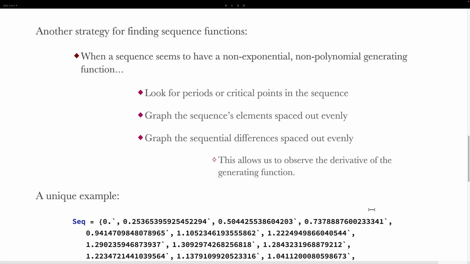All of these helper functions put together give us another strategy for finding sequence functions. When a sequence seems to have a non-exponential, non-polynomial generating function, we can first look for periods or critical points in the sequence, then graph the sequence's elements spaced out evenly, then graph the sequential differences spaced out evenly, and then repeat this process over and over again. Now, while this isn't a concrete step-by-step method, this does allow us to observe the derivative of the generating function, which gives us a much better estimate of what it might be.